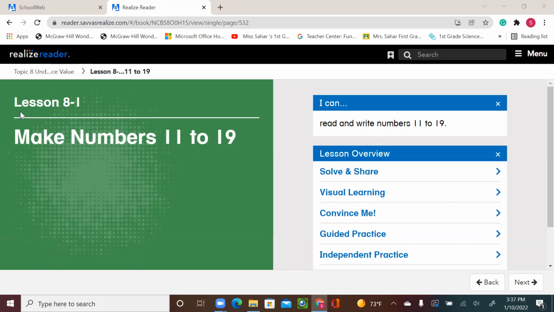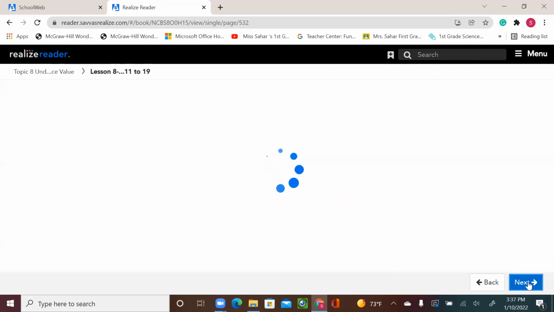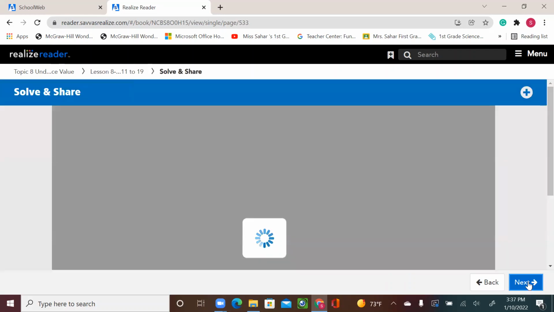how we're going to do different names for the same numbers. So all this in our new topic, topic 8. So please open your book, page 325, and let's start. First lesson, topic 8, lesson 1, make numbers 11 till 19. So let's see what we have.